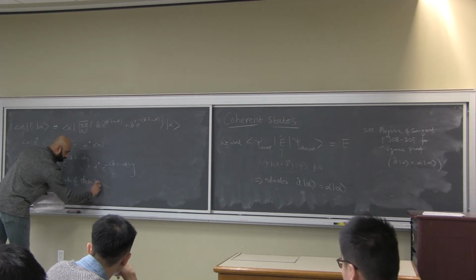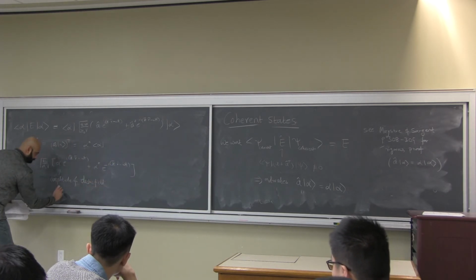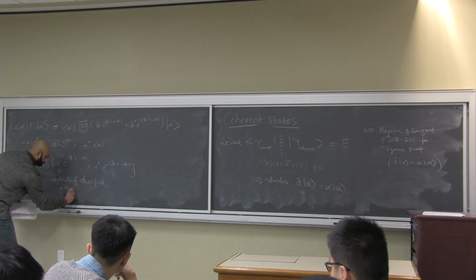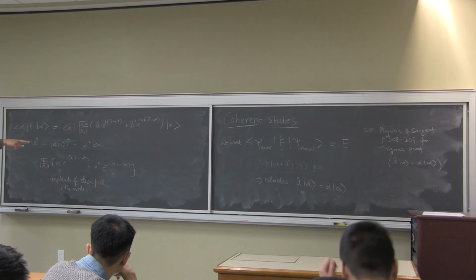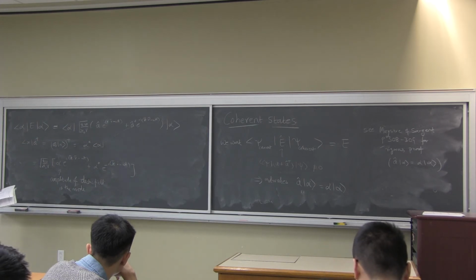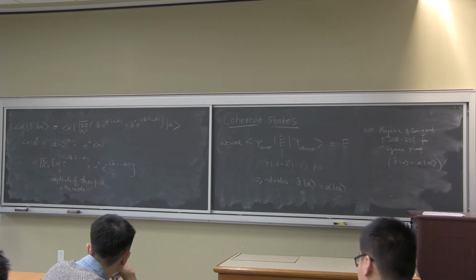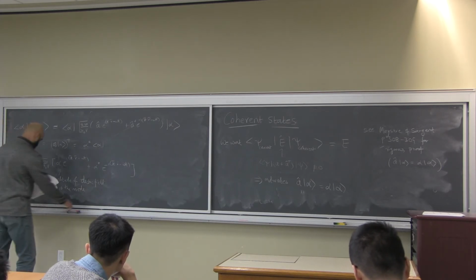So that's the physical meaning of alpha, which, as I said, is just an eigenvalue for A, but now we see it also represents the amplitude of the electric field in that mode. And it's a complex number.